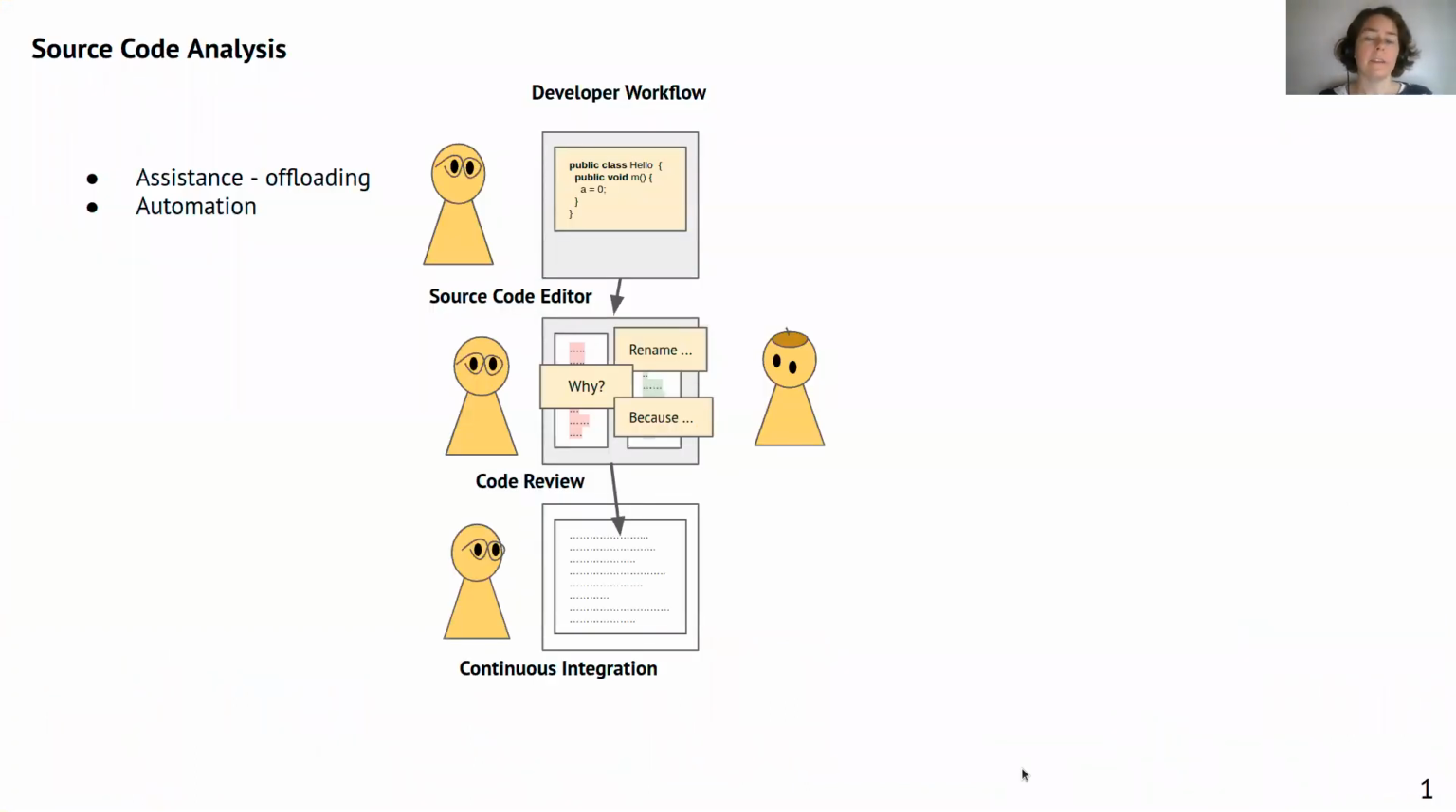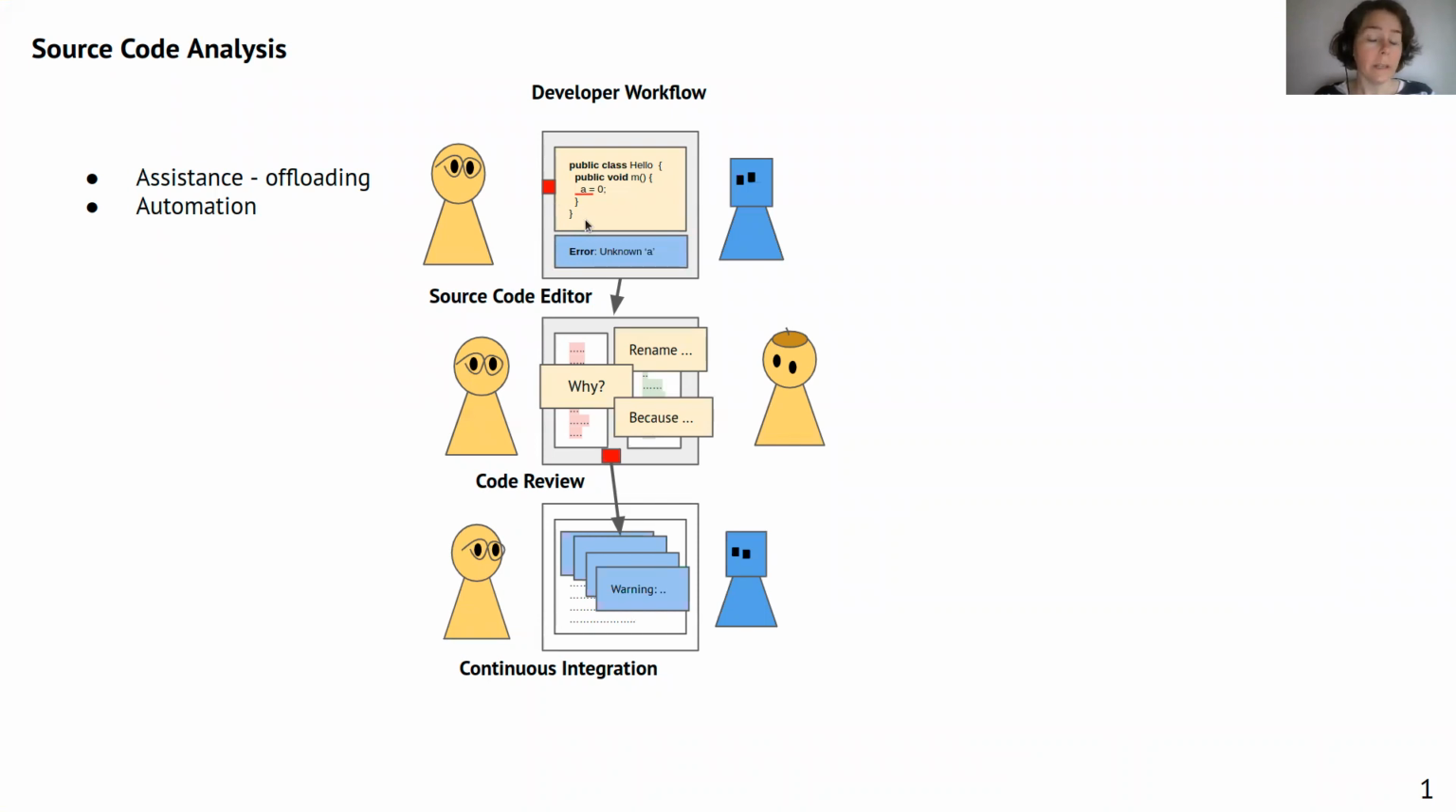So, source code analysis. Well, many developers have seen source code analysis in one way or another. Developers use many different tools in their day-to-day work: source code editors, many times code review tools, and continuous integration tools. And in the setup of tools, you many times see source code analysis popping up. For instance, you may see warnings in your editor, things like unknown variable here, or warnings from the compiler that does source code analysis.